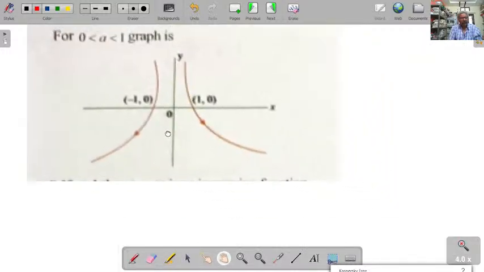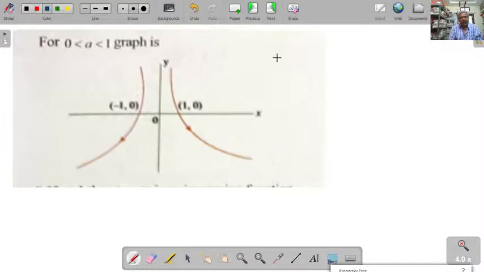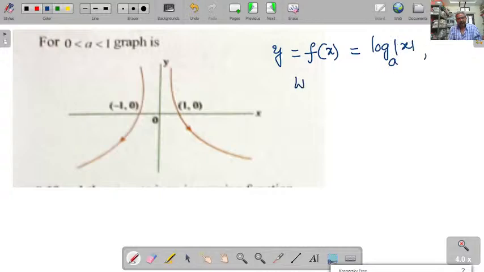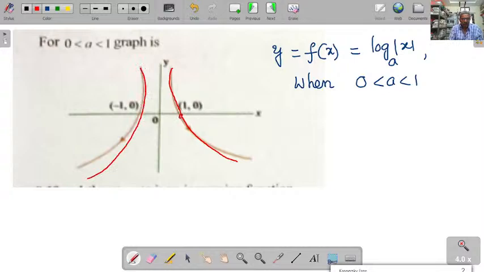Same, the graph of the function y is equal to f of x is equal to log of mod x to the base a when 0 less than a less than 1. Then the graph should be like this. You will be getting a graph like this. So it cuts at 2 points, 1 comma 0 and minus 1 comma 0. This is symmetrical about the y-axis.